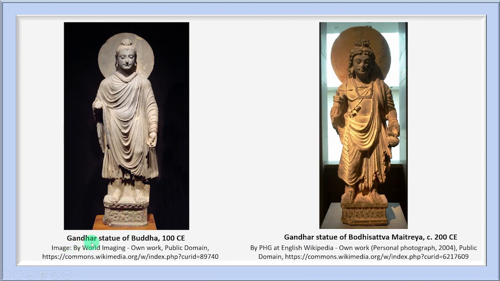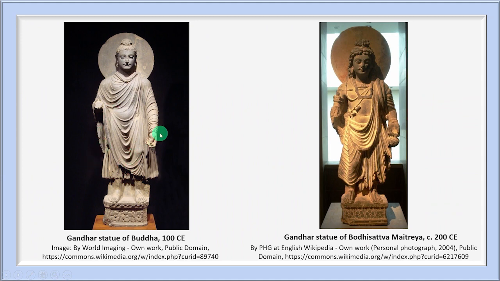Then I'm showing you Gandhara's statue of Buddha and Gandhara's statue of Bodhisattva. Now, Buddha, as you know, is the awakened one or the enlightened one, and Bodhisattva is one who is on the path of enlightenment, not yet awakened, on the path towards Buddhahood. So there were some canons, some rules that were followed when sculpting the statue of Buddha and Bodhisattva.